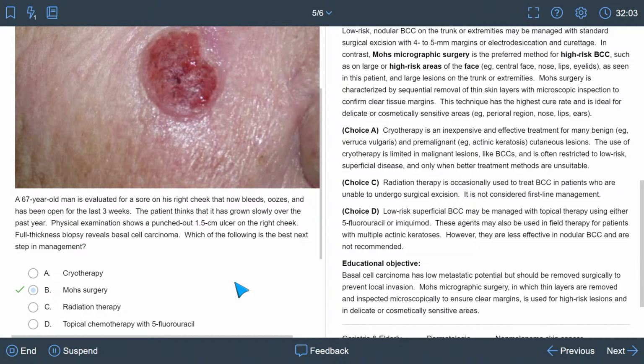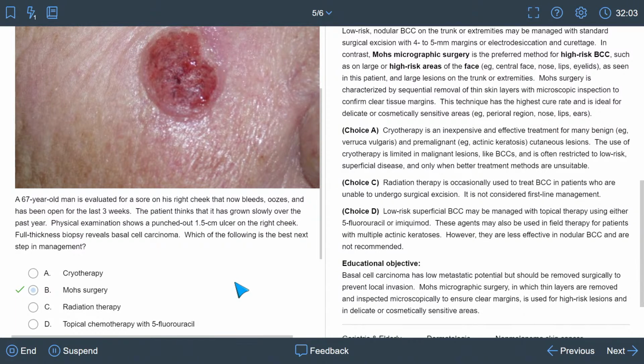A is cryotherapy. Now, cryotherapy is an inexpensive and effective treatment for many benign and premalignant cutaneous lesions, but we don't really use cryotherapy in malignant lesions like a basal cell carcinoma, and it's often restricted to low risk and very superficial disease, and that's only when better treatment methods aren't suitable to be used. C, radiation therapy. Radiation therapy is occasionally used to treat basal cell carcinoma in patients who are unable to undergo surgical excision, but that's not going to be the first line management in this type of carcinoma.